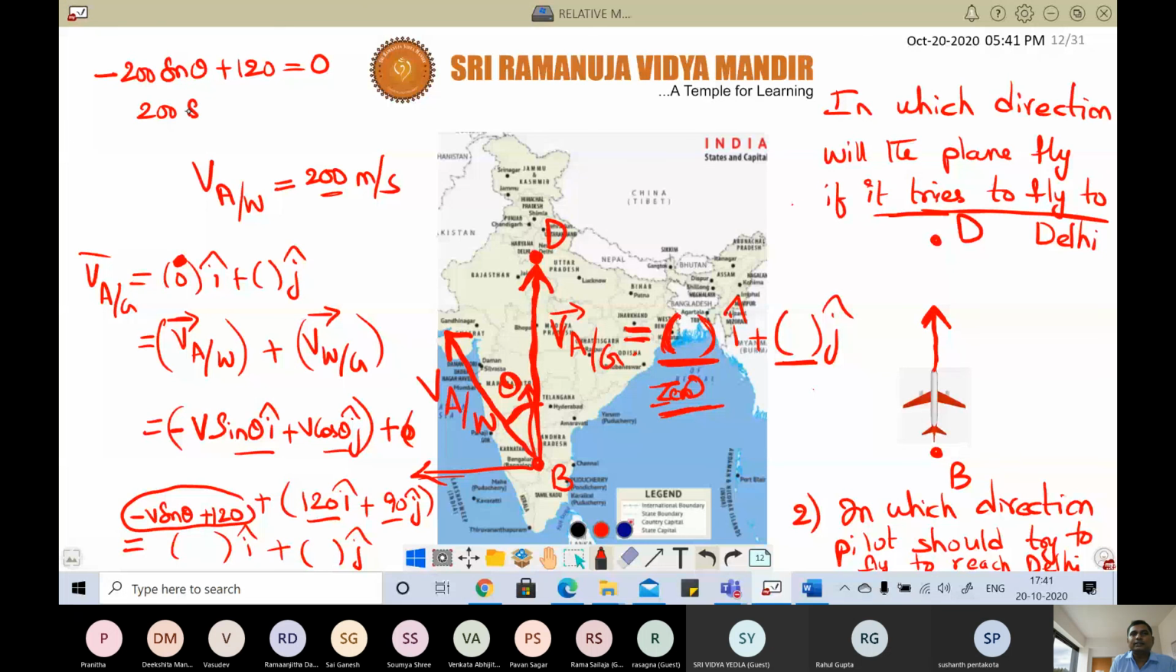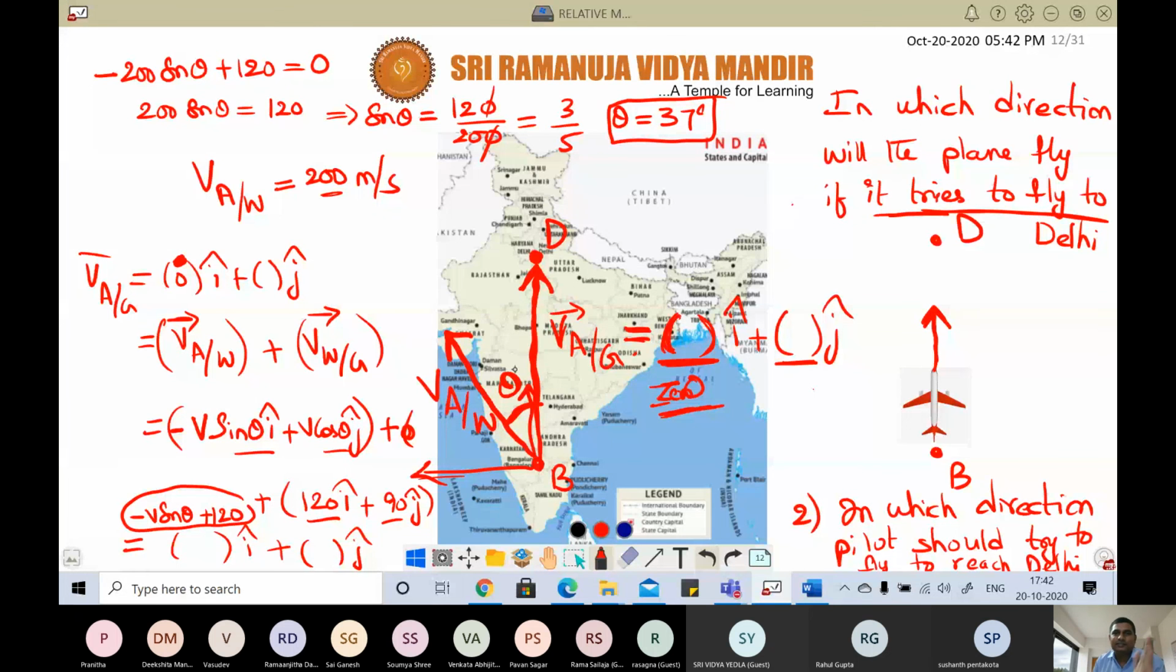That means 200 sine theta should be equal to 120, which means sine theta is equal to 120 divided by 200. So this one will get cancelled. 4 3s, 4 5s. So what is theta? Sine theta is equal to 3 by 5 means 37. So he should make an angle of 37 degrees with respect to vertical, and then he should fly. Then he will reach Delhi. Otherwise, he won't reach Delhi. He will reach maybe China.